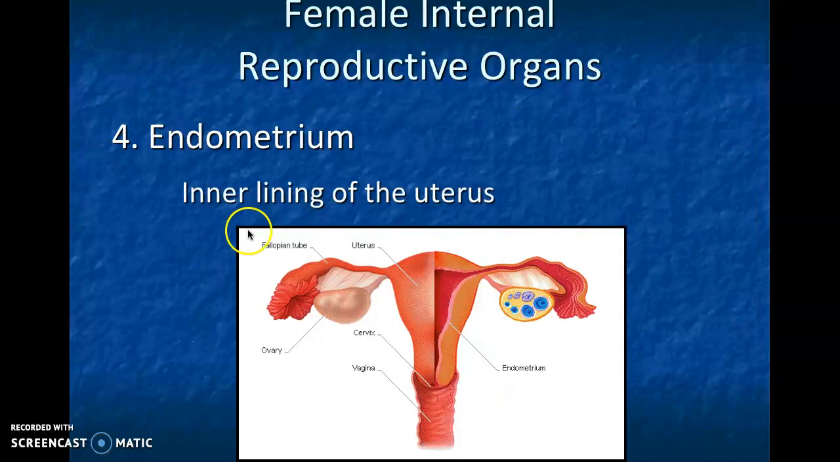The endometrium is the inner lining of the uterus. So right here would be the endometrium. This is a pretty big deal here. The endometrium is actually blood and tissue. This is what leaves the body during a period. So a female is usually on a cycle. The beginning of the cycle is usually when the period starts. So the endometrium is what leaves the body during the period.